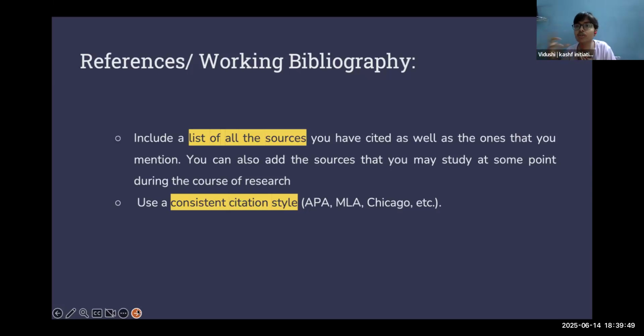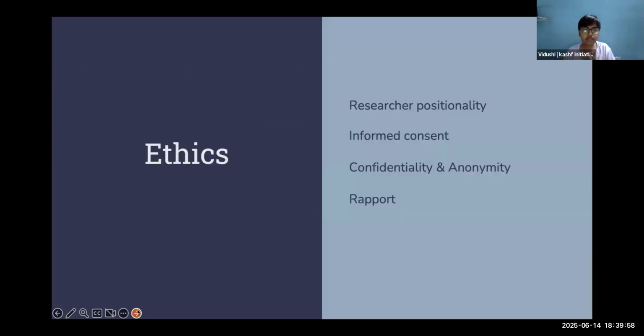You can refer to that to see how citation is done, what styles to use, how to use those styles, and that would give you a little more clarification. So now if you go to the next slide.